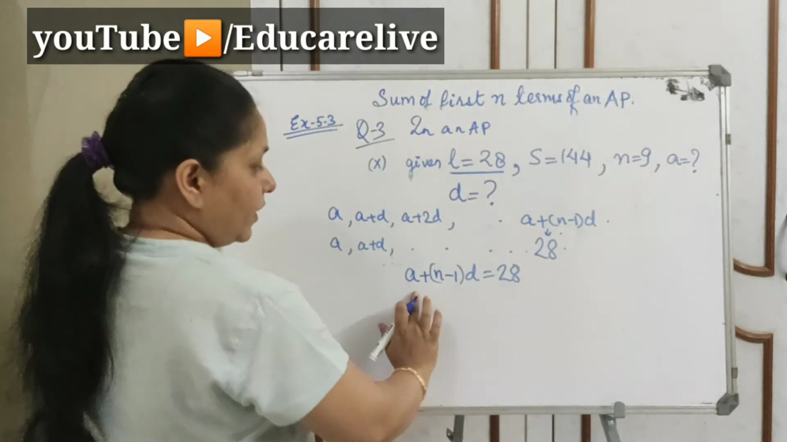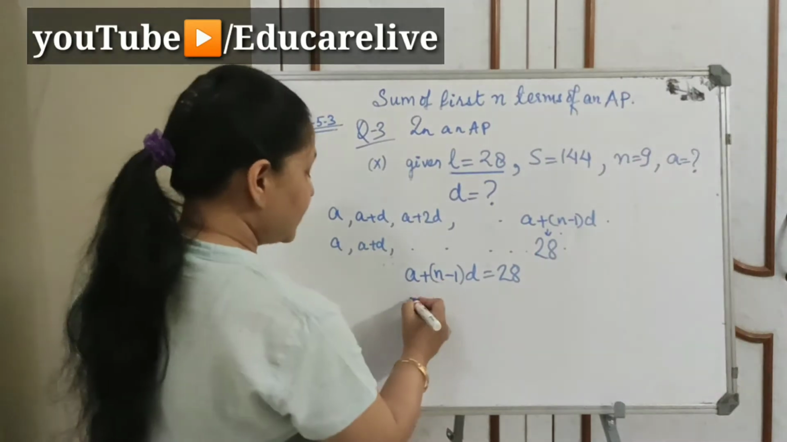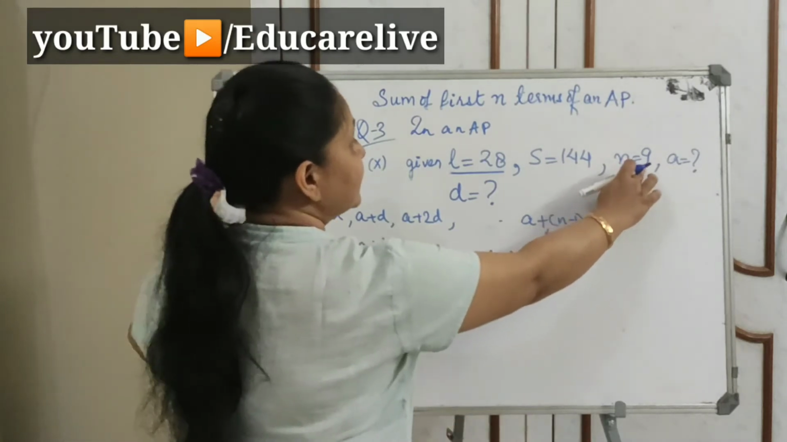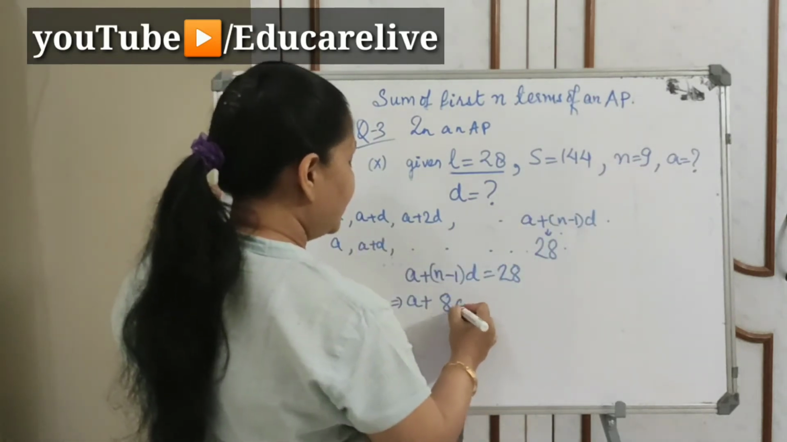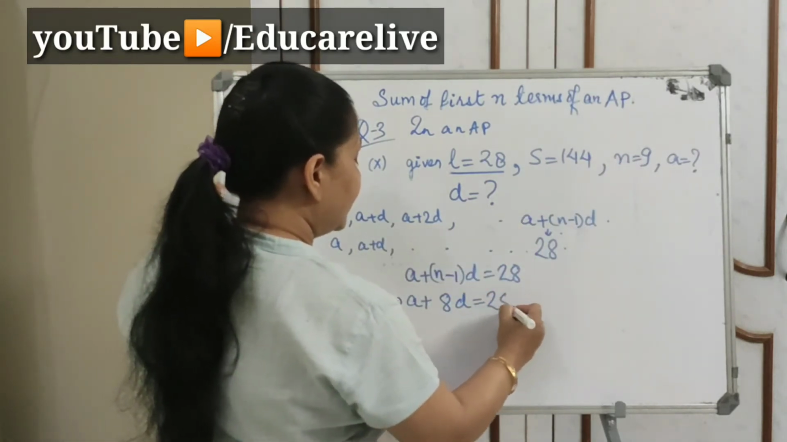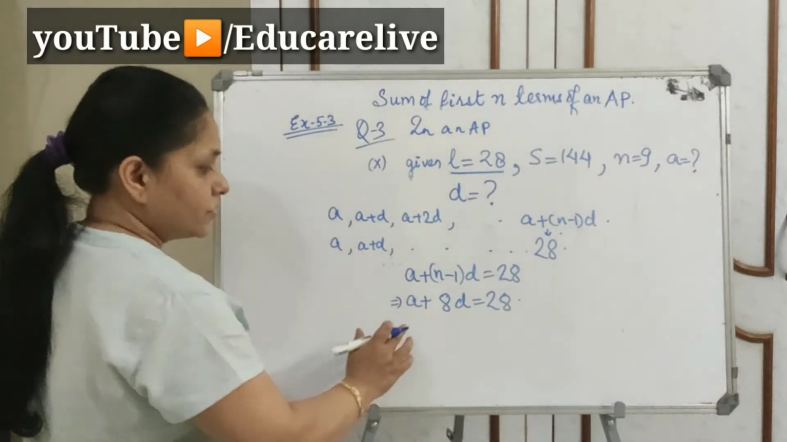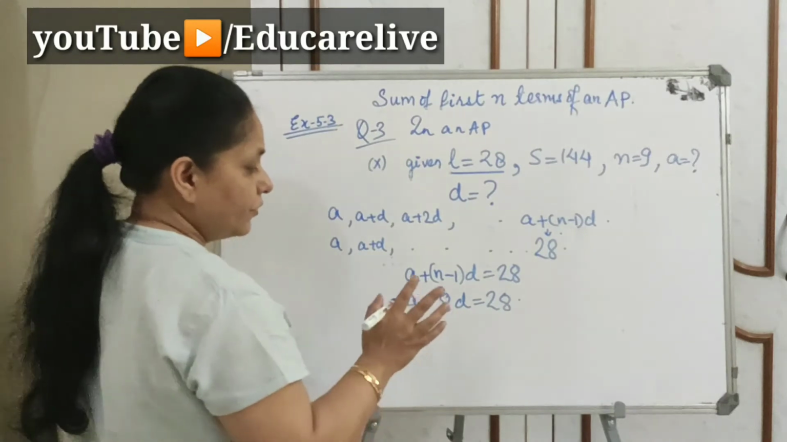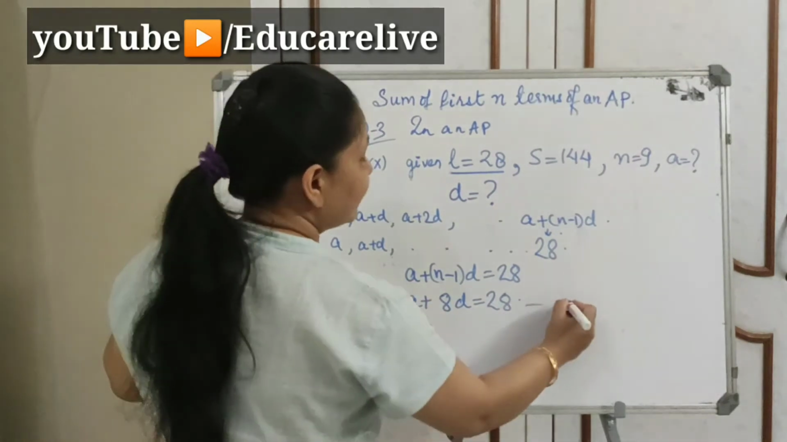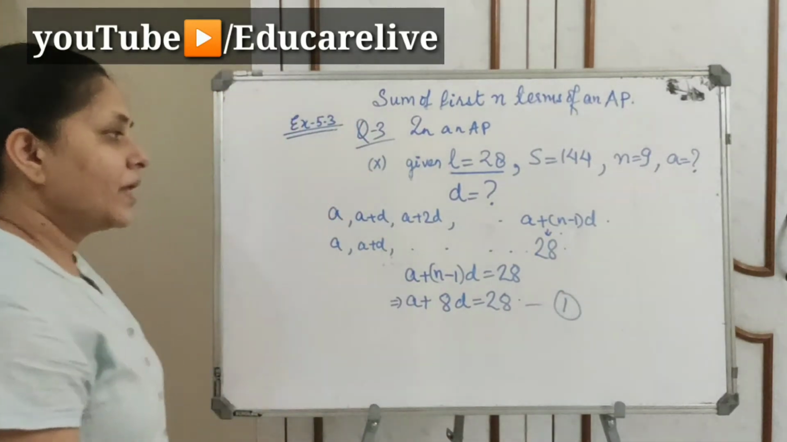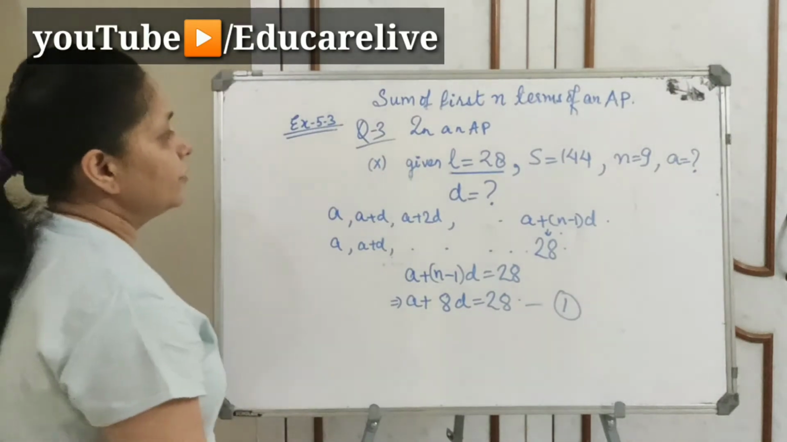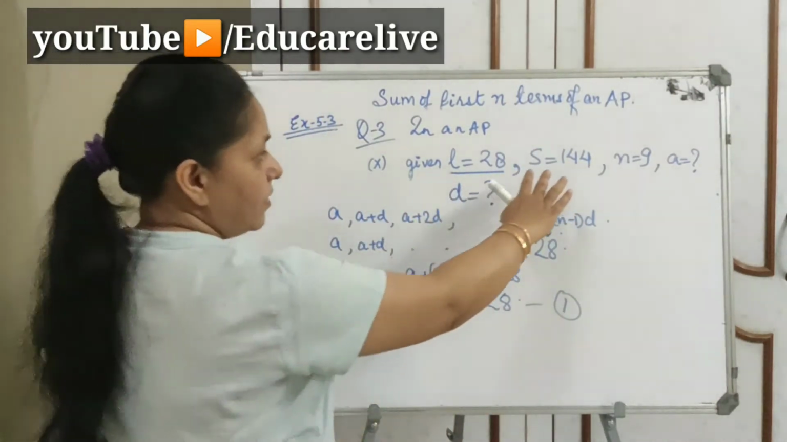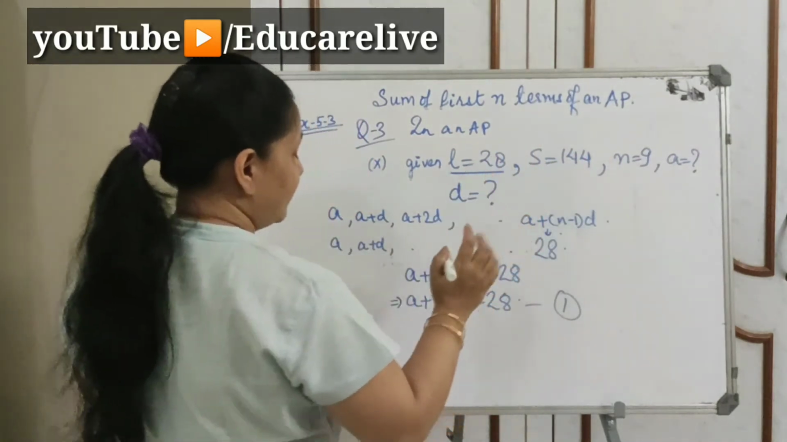Now we don't know A, but we know n. So we can further simplify it. A plus n minus 1, that means 9 minus 1 is 8, so A plus 8D is equal to 28. That is given to you. So this forms our first equation. Now what next is given to you is the sum of n terms, that is, the sum of 9 terms is given to you.